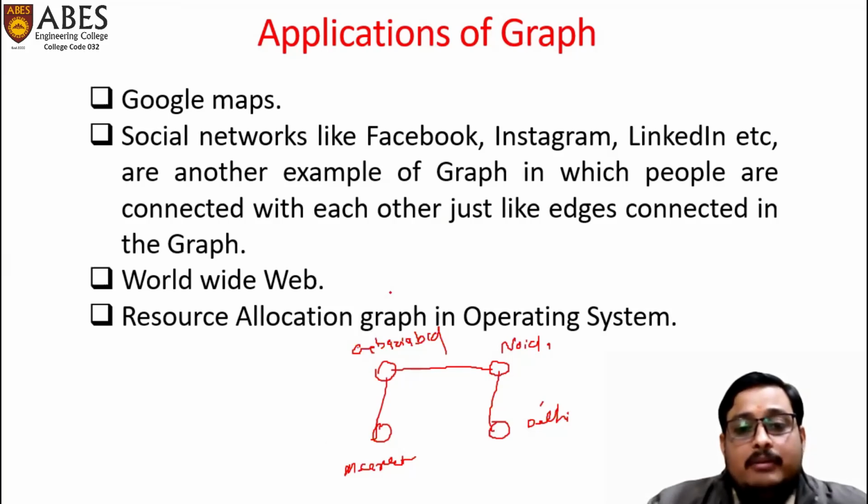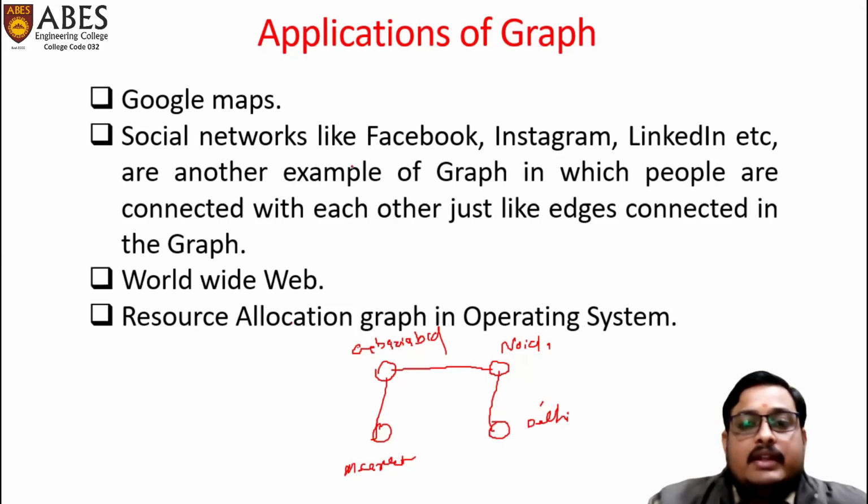In Google Maps, algorithms like Dijkstra's algorithm are used to find the shortest path from one city to another city. That is a very good algorithm used there. We'll discuss this algorithm later on in this series.